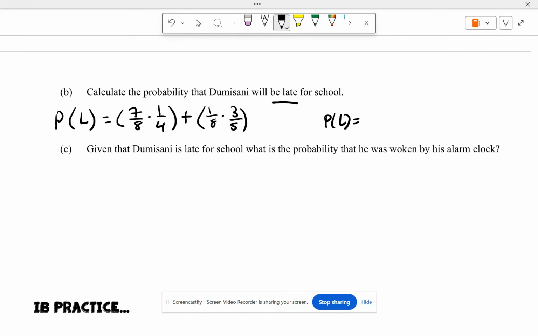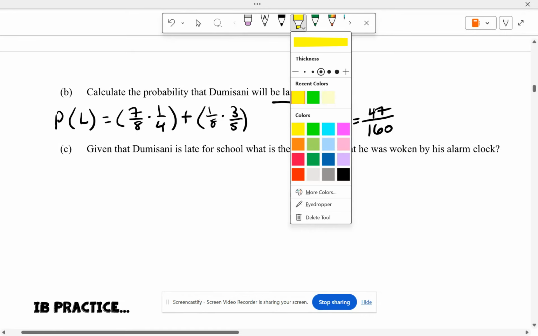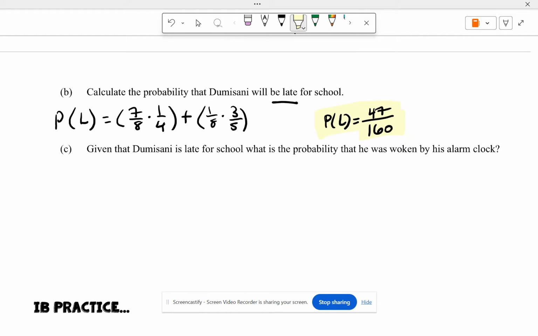What'd you get? You don't like the fraction? 47/160. I'm upset you don't like it because it's right. Good job. A fraction only a mother could love, but it's still the answer, right? So the probability that he is late is this thing. Make sure you label it because you might need it later on, aka in part C.